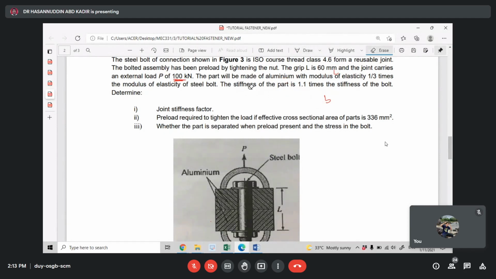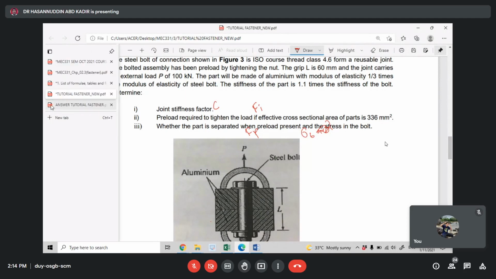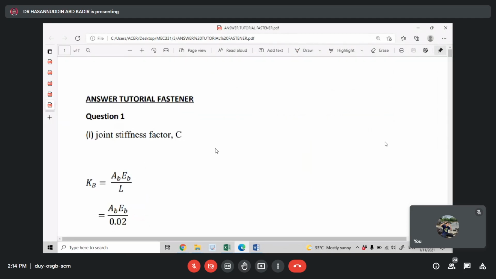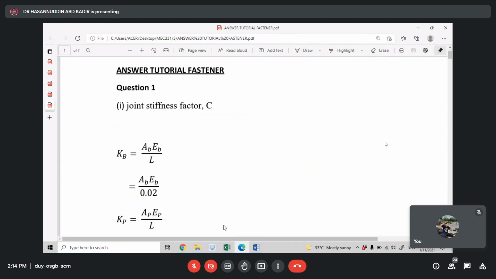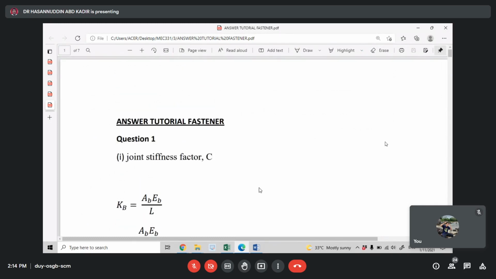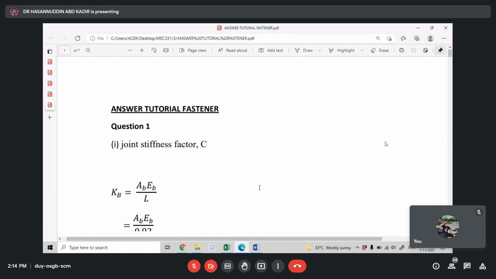Okay, so kita tengoklah step by step macam mana nak buat. Ni dia mention, dia ask you to find the value of C. Ni Fi, lepas tu kena tulis FP and also dia punya stress on B, berapa value dia. So we start here first. So join the stiffness factor. So value of C first. We need to find the value of C.